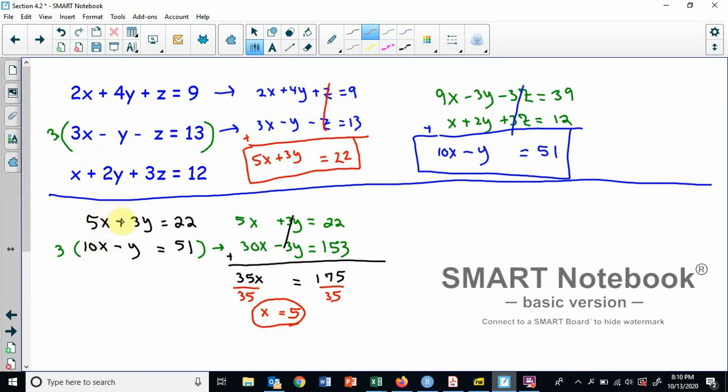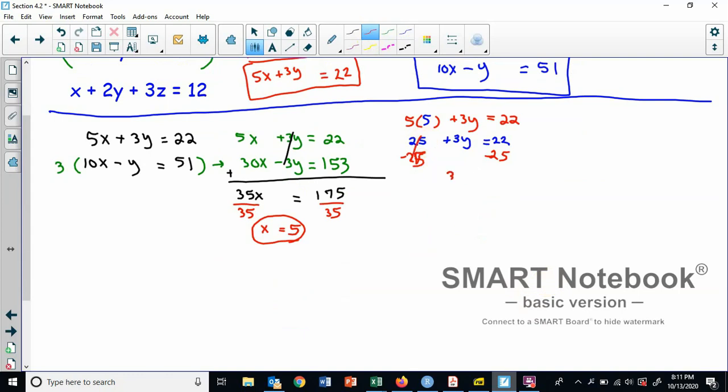And let's plug into this one just to avoid the negative sign. Or we could plug, it doesn't matter. Let's plug into the top one though. 5 blank plus 3y equals 22. Let's see, and what is x? 5? Put in our 5. 5 times 5 is 25. I'm going to need to subtract 25 over. Oh, computer slowed down. There we go. Subtract 25.